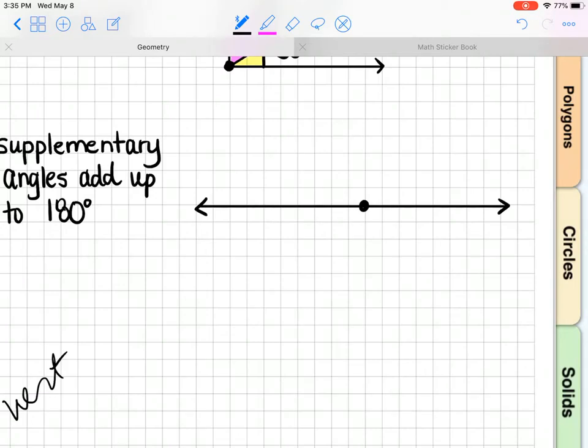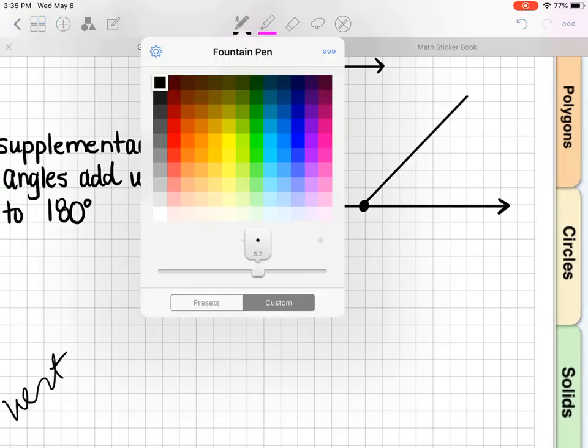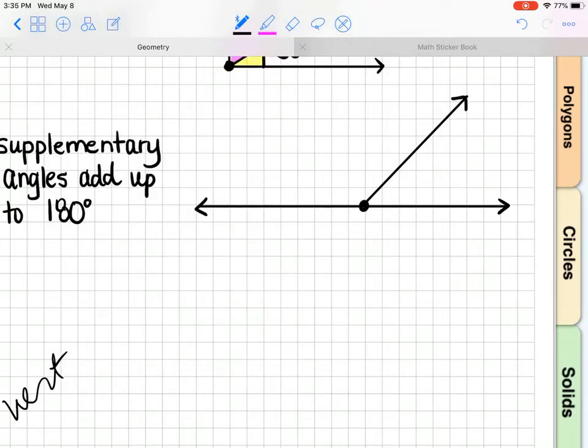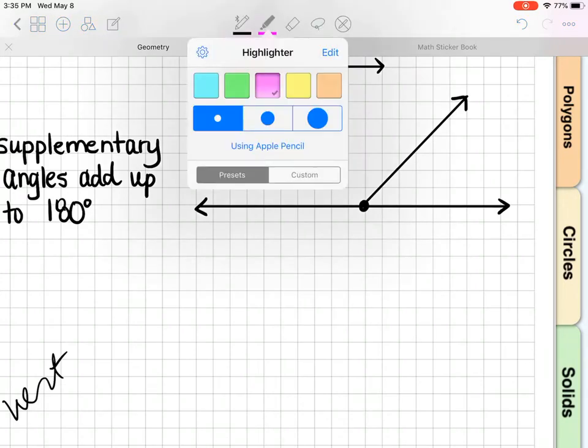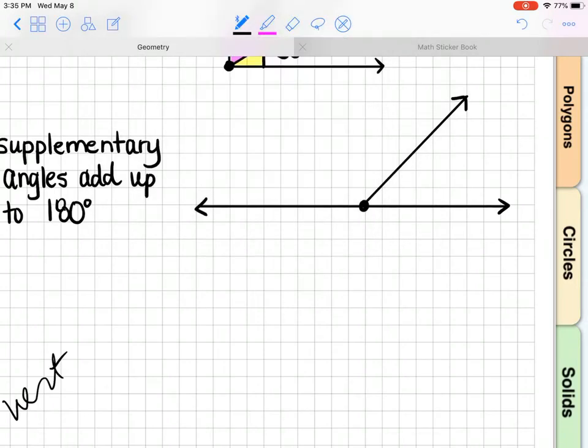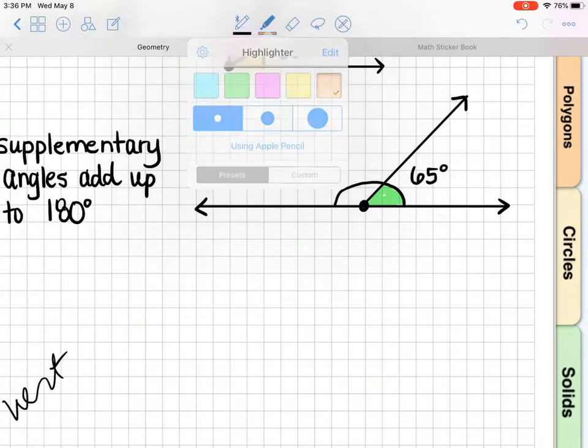So what if I bring a third ray in here? And let's let it be this one. I'm just going to estimate that that is about 65 degrees. I don't know. I'm not good at that. But okay, so remember, a supplement is 180 degrees. It's half a circle. So if this much were to be 65 degrees, we need to find the other side.